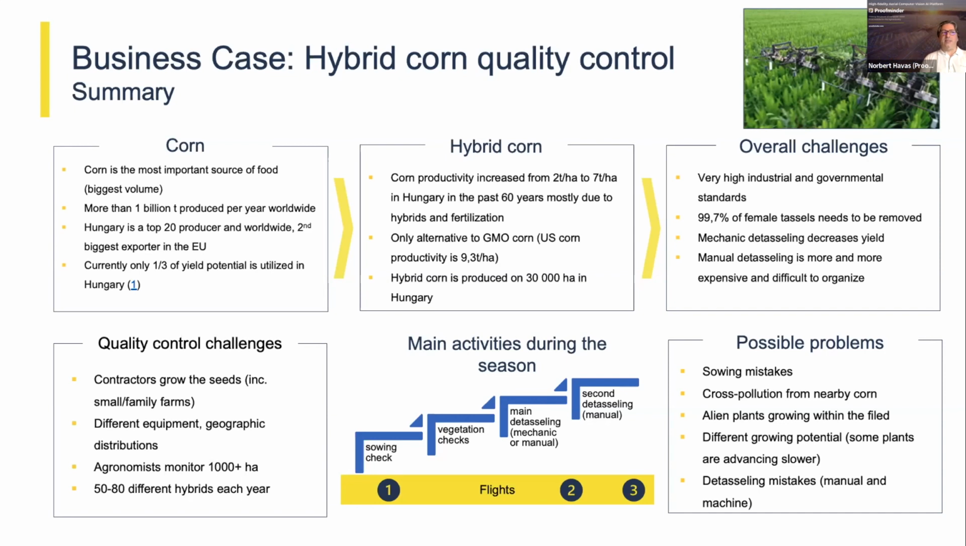Actually, 99.7% of these tassels need to be removed, and that's a big challenge, because there is a lot of field where this process needs to be applied. Just in Hungary, where we live, there are 30,000 hectares of hybrid corn, and there are 100,000 corn crops on a hectare. So a lot of work, which is usually done with combining machines and manual work.